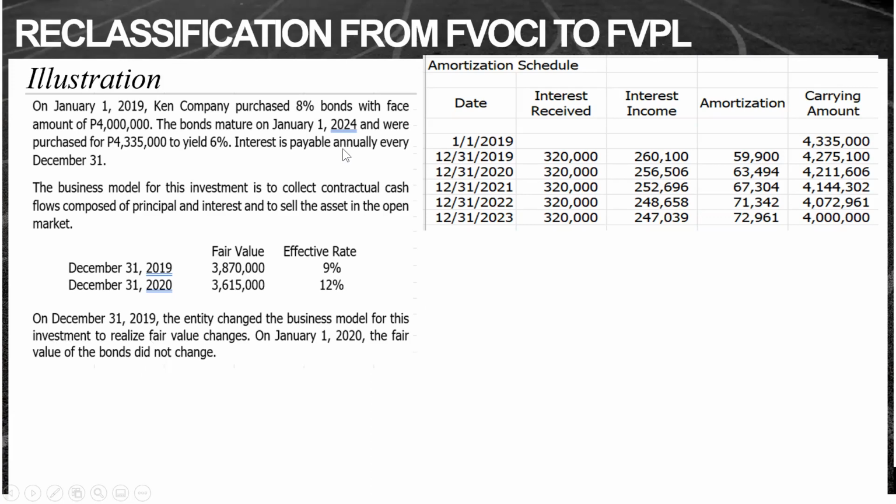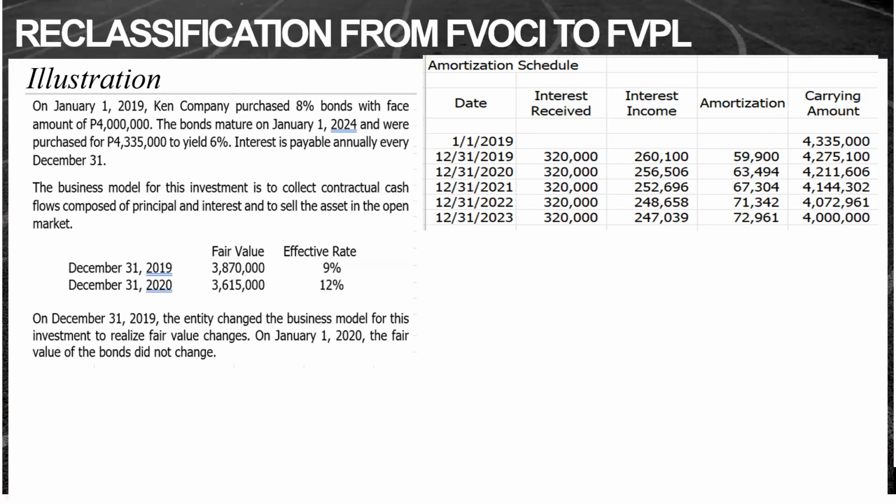So you have here your carrying amount, 4,335,000. Interest received is 8% of 4 million. Interest income is 6% of 4,335,000. Amortization is the difference between 320,000 and 260,100. So every time you amortize, because this is a premium, you have to deduct it from your carrying amount. 4,335,000 minus 59,900, so we have 4,275,100. And so on, in your succeeding years.